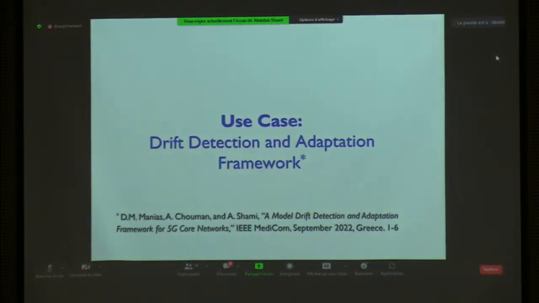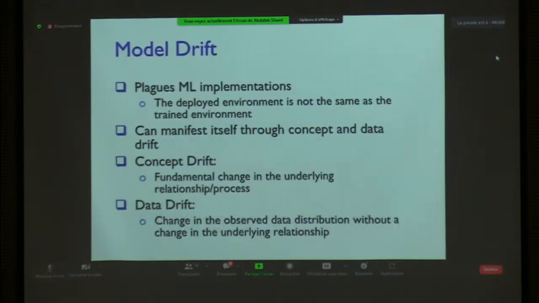So this is a use case. The use case is about drift detection and adaptation. I'll show a little later why drift detection is very important in security use cases. But here, let me first establish what I mean by model drift. Model drift in machine learning can degrade the machine learning implementation, and it usually appears when the deployed environment is not the same as the trained environment. And we know that will be the case in any network because of the dynamicity of the network environment. It usually manifests itself in two types of model drift, concept drift and data drift. Concept drift is defined as a fundamental change in the underlying relationship between the input and the output.